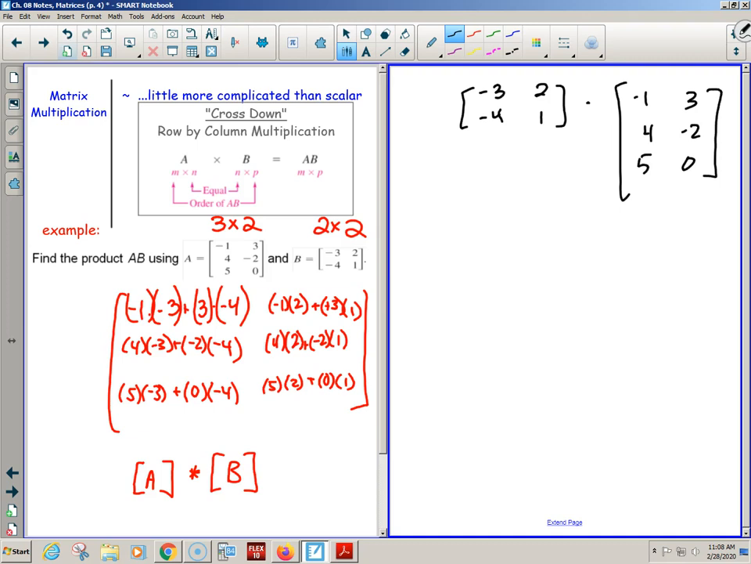Matrix multiplication is across, down, row with column. Can you go across and down and have them match their dimensions? First with first, second with second.